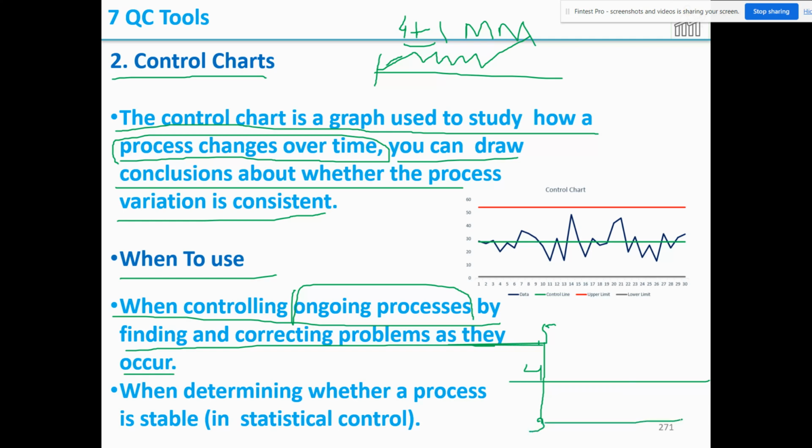This is the lower specification and this is the upper specification. Suppose your data is going only here. Suddenly the data is going here. That means there is some change that has happened, from running at 4 to jumping away from the 4. So for an ongoing process we can use a control chart. When determining whether a process is stable, that means whether it is statistically controlled.